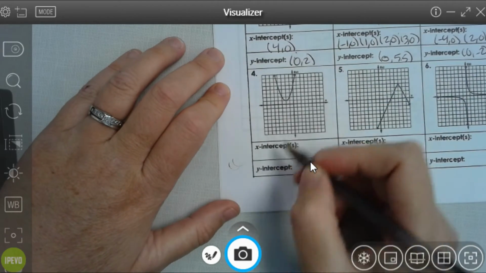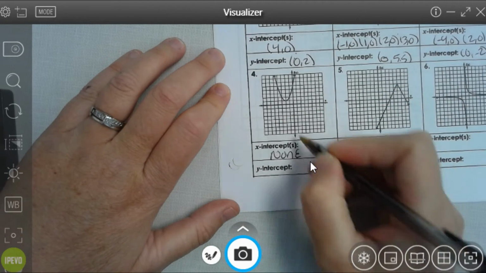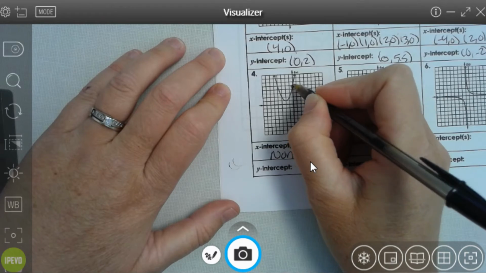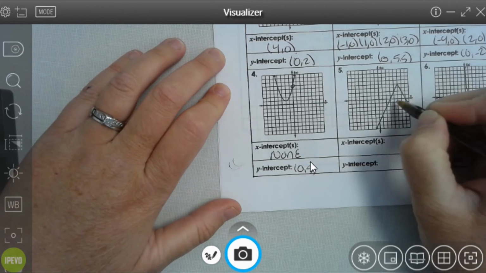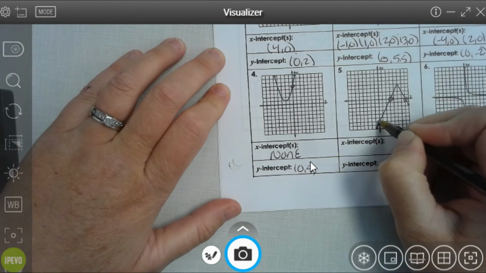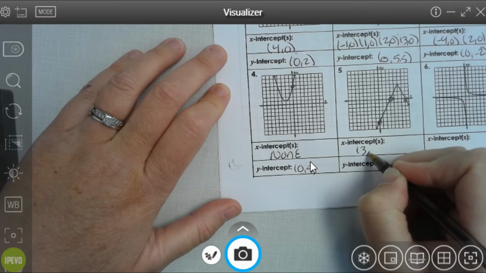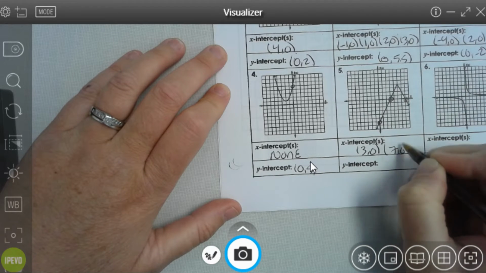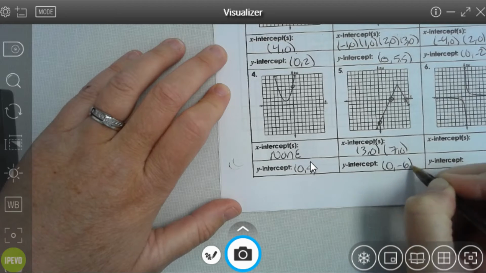Down here, it never hits the x-axis, so we say there's none there. It hits the y-axis up here, so that's the point (0, 5). So there's my x's, there's my y again. So really you just have to identify it and then label your points for these.